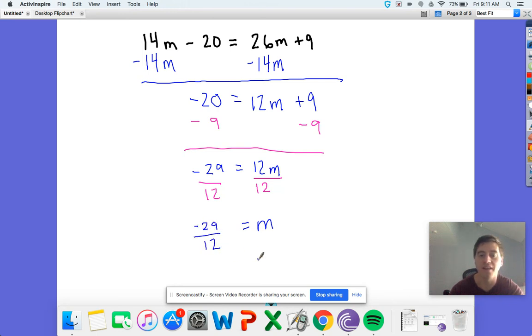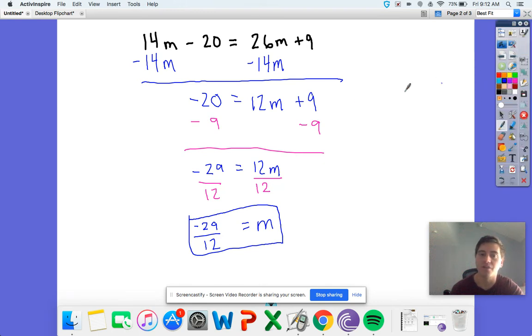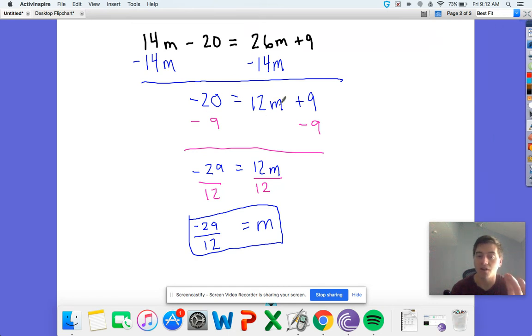It doesn't look like that can be simplified. If 12 doesn't fit nicely into 29, then you can just leave this as a fraction, 29 twelfths. If you can simplify, as in there's a number that fits into both of them, then you should, but there is not a number that fits into both 12 and 29. So there you go. Negative 29 twelfths is the answer. We got rid of the m's on one side so that they're just on a single side, and then it's solved just like the first one.